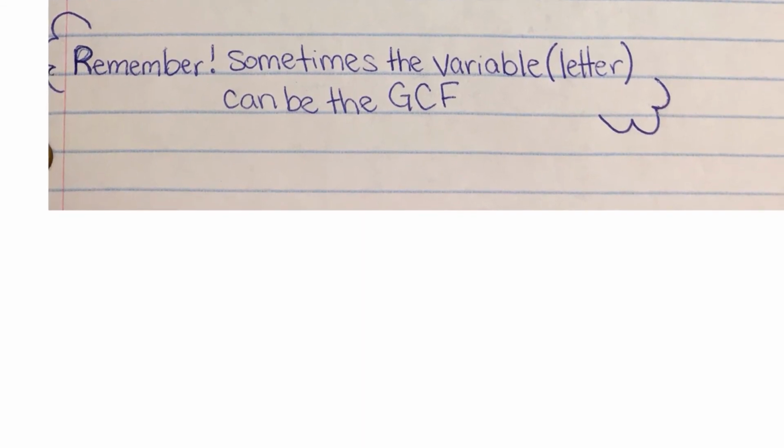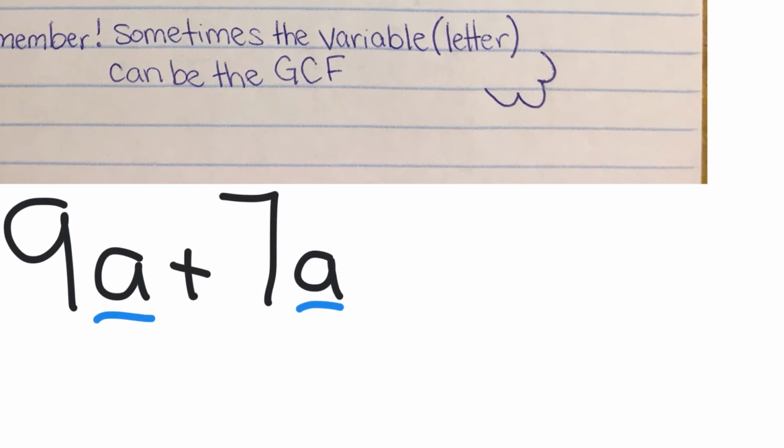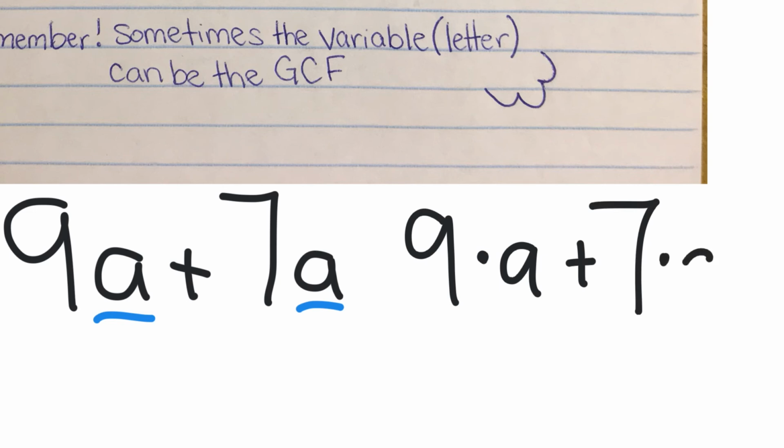So in this scenario, let's say we've got a 9a plus a 7a. Now here, in this expression, no numbers go into 9 and 7 other than 1, so it doesn't really have a GCF. They don't share any common factors other than our a's. Okay, so our a's now are going to become our greatest common factor. And if we were to expand this out, this would really look like 9 times a plus 7 times a.